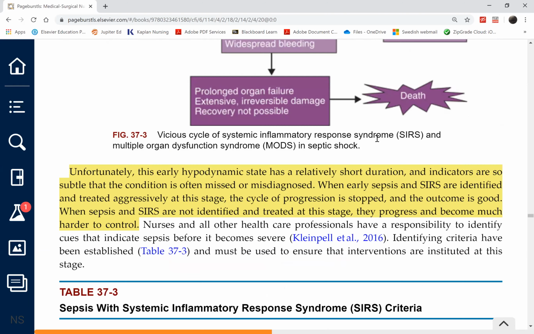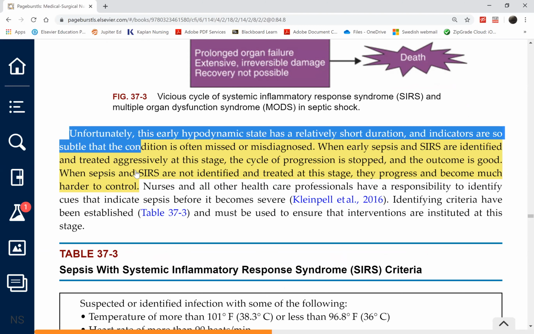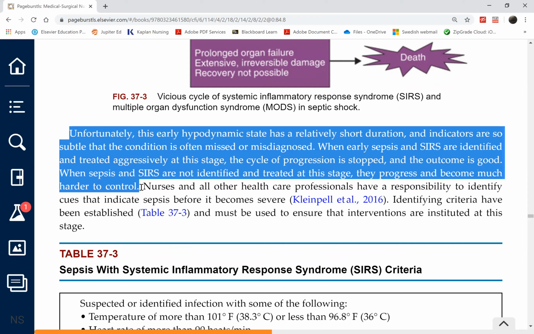Now, as we go further down into sepsis, the problem is, can somebody read this, please? Miss Wenister?